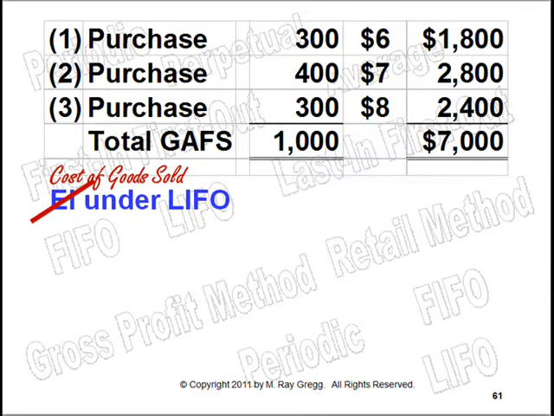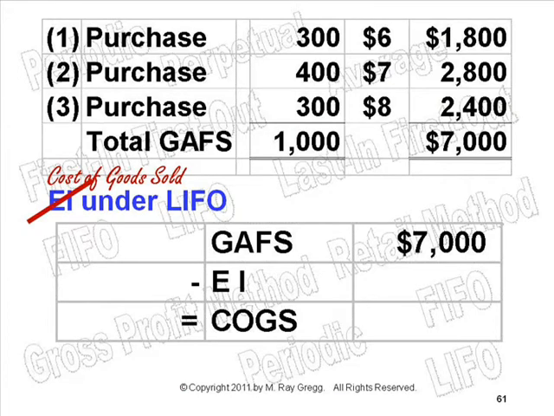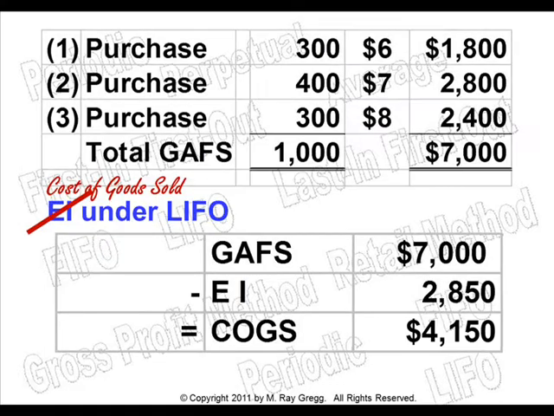Let's find cost of goods sold under LIFO. Cost of goods sold under LIFO can be determined the easy way based on the formula we're to know by now. Goods available for sale minus ending inventory is cost of goods sold. Goods available for sale, $7,000. Minus ending inventory we determined this time to be $2,850 is cost of goods sold of $4,150. We could write that number down. We will have another opportunity to do that in a moment as well. $4,150 we should be able to prove.